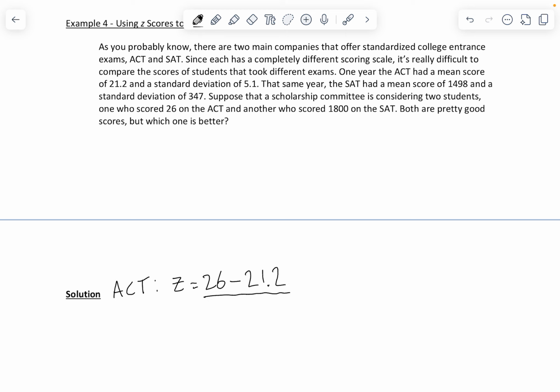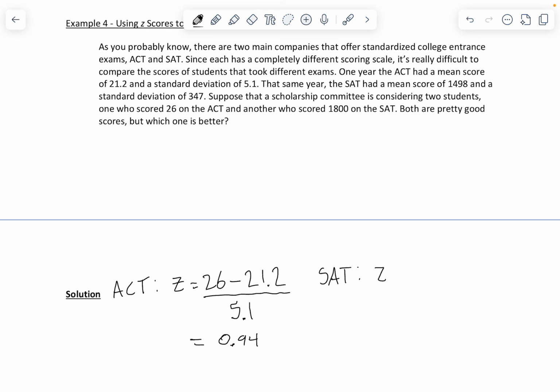And I divide by the standard deviation of those who took the ACT, which is 5.1. Okay, and this works out to be about 0.94, which means the student who scored a 26 on the ACT was about 0.94 standard deviations above the mean, almost 1 standard deviation above the mean.